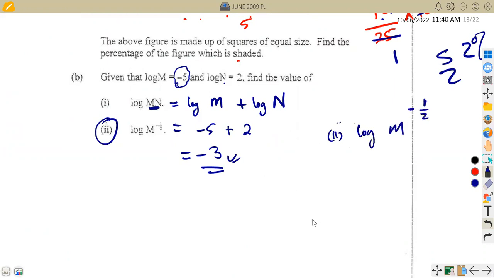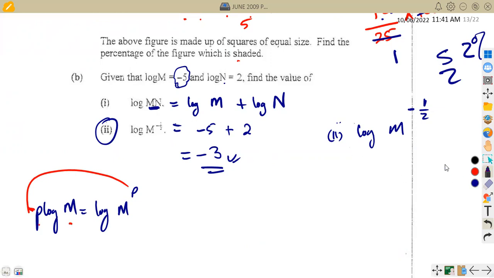That was the question. So remember from your laws of logarithms, guys, I told you that p log m is equal to log m to the power of p. So if you are given a power like this, you have to drop that power like p log m. So that's the same thing. We've got minus half as a power here. So we're going to drop this minus half. So it's minus half log m.